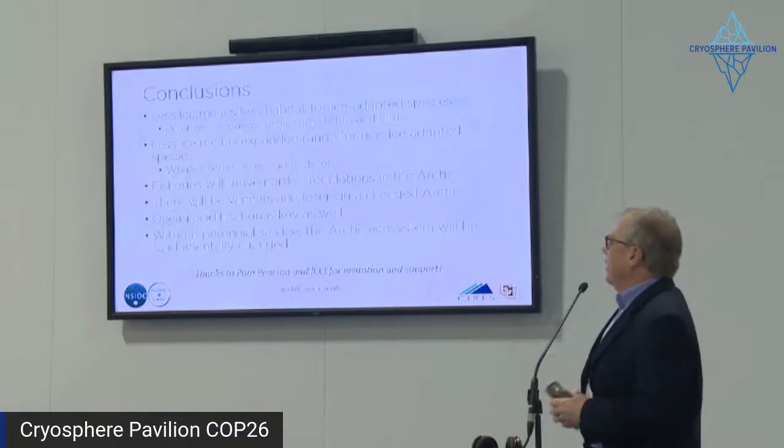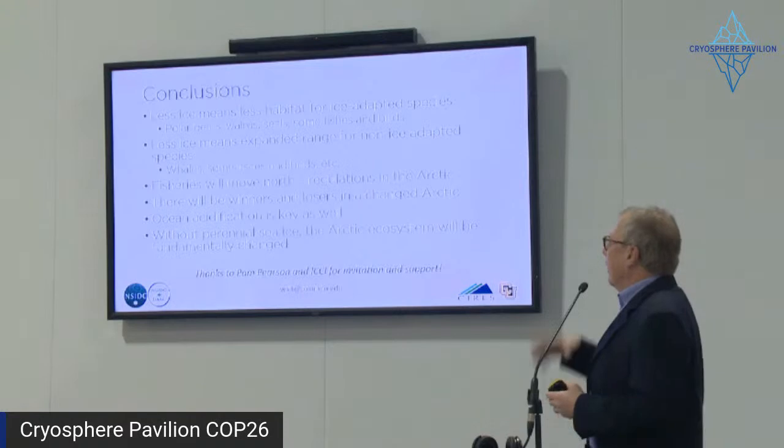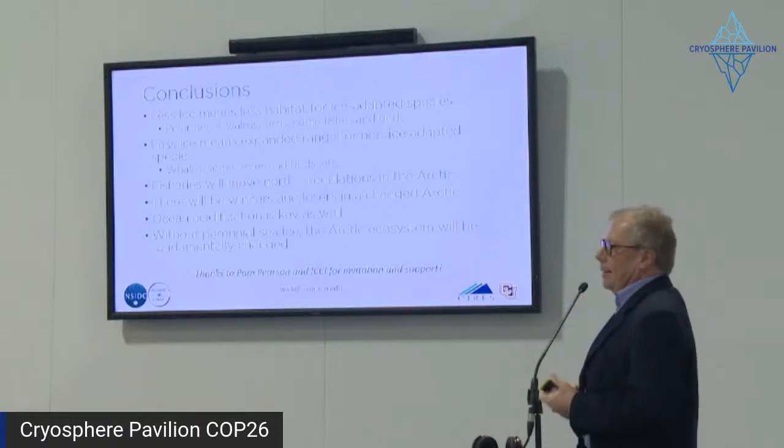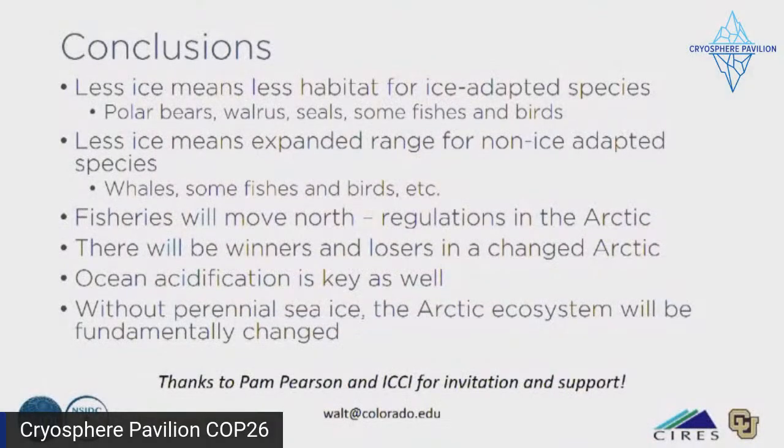So, my main conclusions: less ice means less habitat for ice-adapted species like polar bears, walrus, seals, and some fish and birds that rely on that sea ice. But less ice also means an expanded range, expanded habitat, for species that want the open water. Whales and some fishes, we've seen evidence of increased populations. Fisheries will move north. That presents some problems.